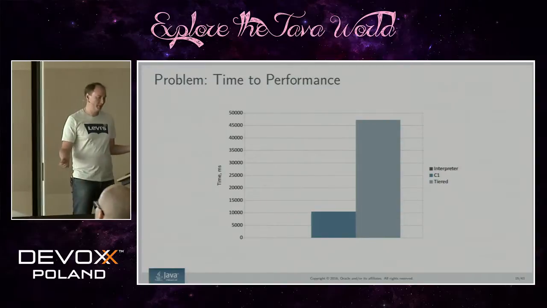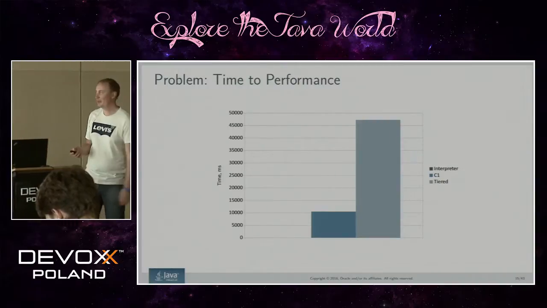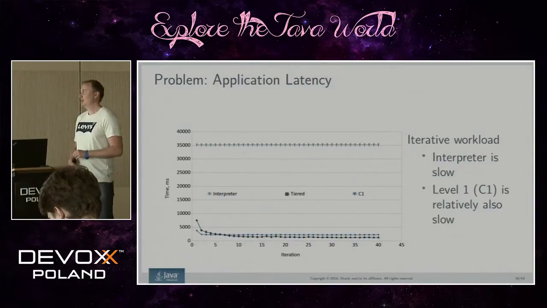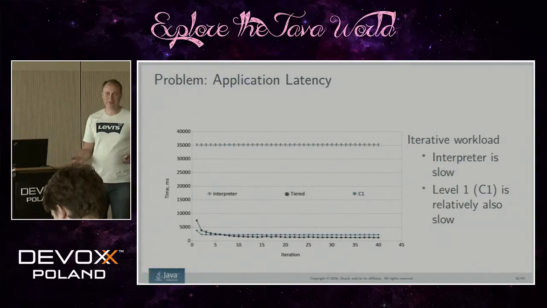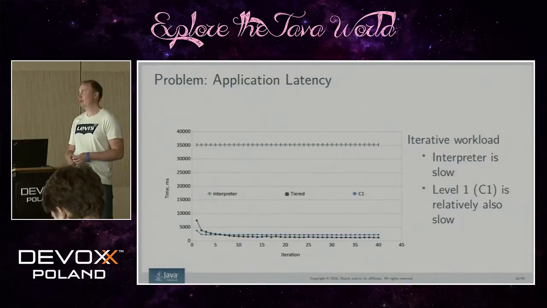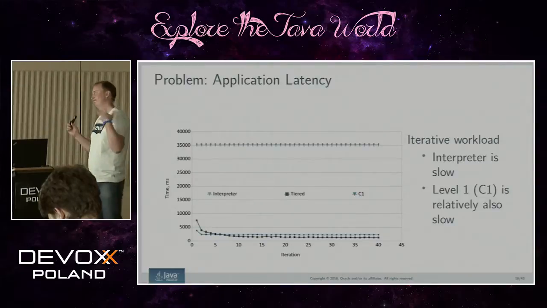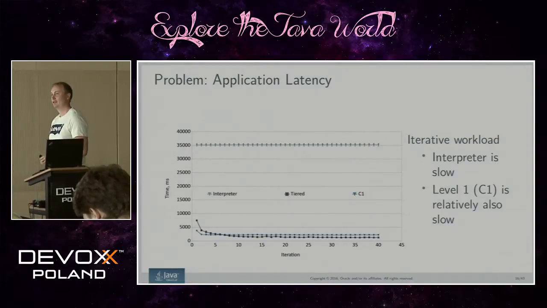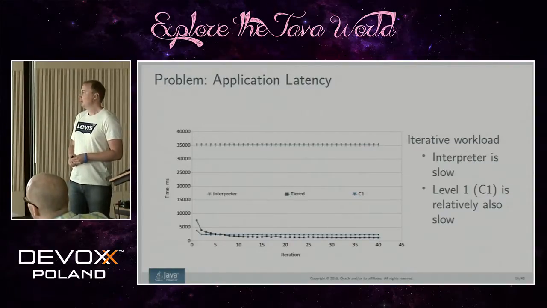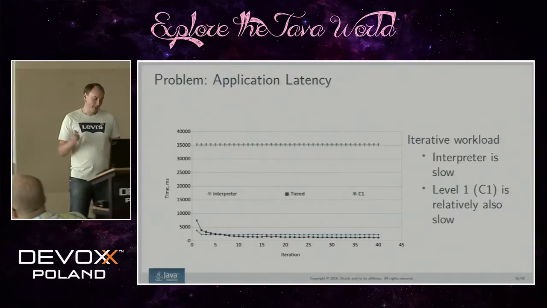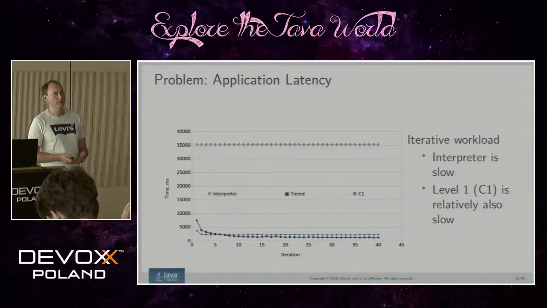And for the interpreter, there's no problem. It just stays at the same performance. It's very predictable. But the performance of the interpreter is not very good. You see the difference when we plot the same thing, adding the interpreter line. Everything else looks very, very low. And yeah, if you compare peak performance of C1 and C2, C1 is also relatively slow.